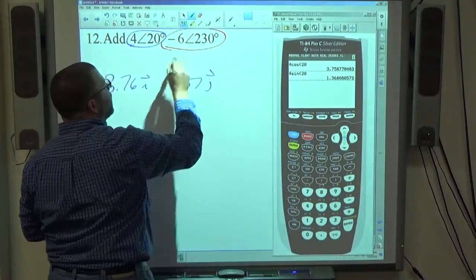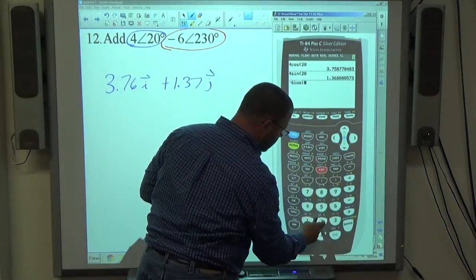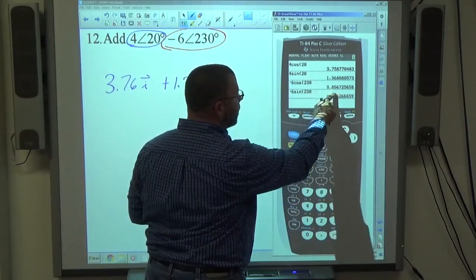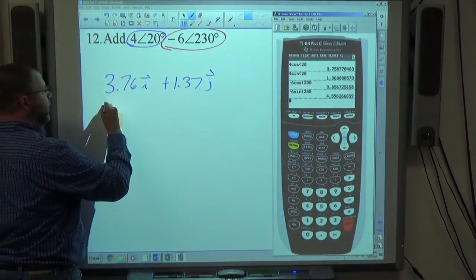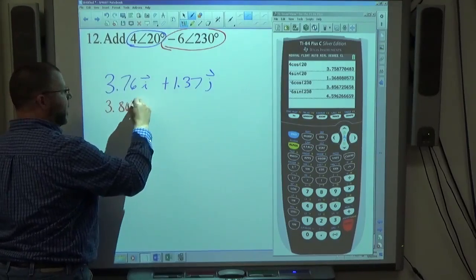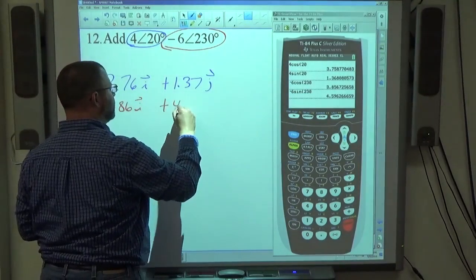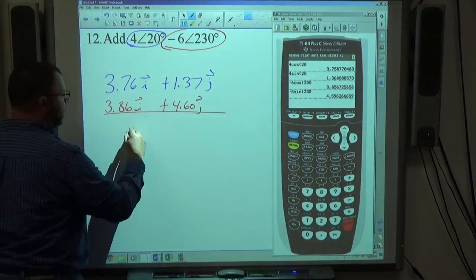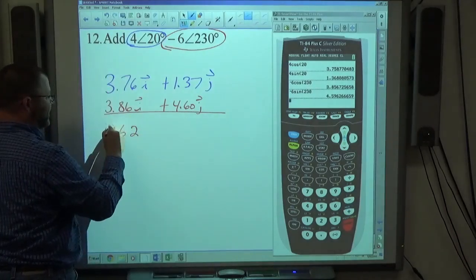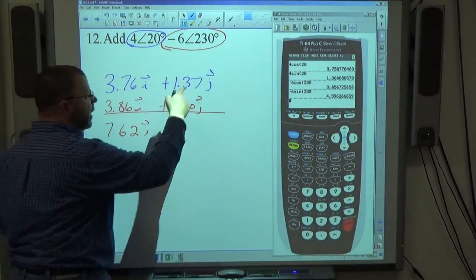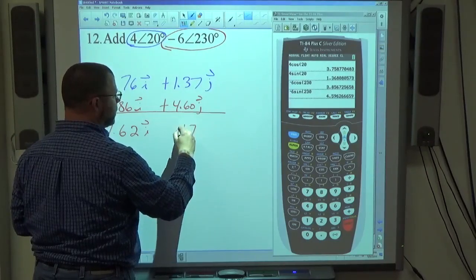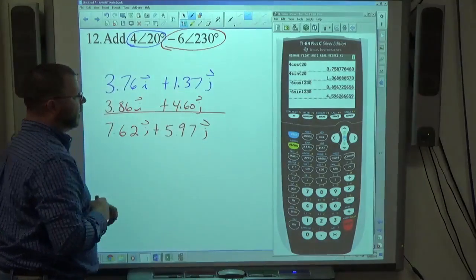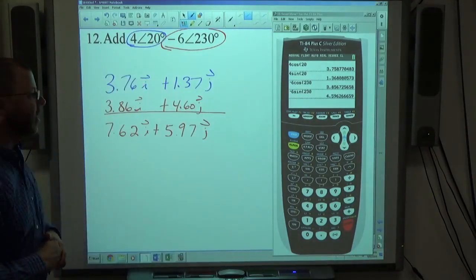Second vector, -6 angle 230, so I do -6 cosine 230 and -6 sine of 230. Again, I get the I vector and J vector numbers, so I get positive 3.86 I, and I get positive 4.60 J. If I add them together, they're both positive, so I add, I get 2 carry the 1, 6 carry the 1, 7.62 I. And here, 7 plus 0 is 7, 3 plus 6 is 9, 1 plus 4 is 5, positive J. And again, both positive, so I added. If the signs are different, subtract. The bigger number determines the sign of the answer.